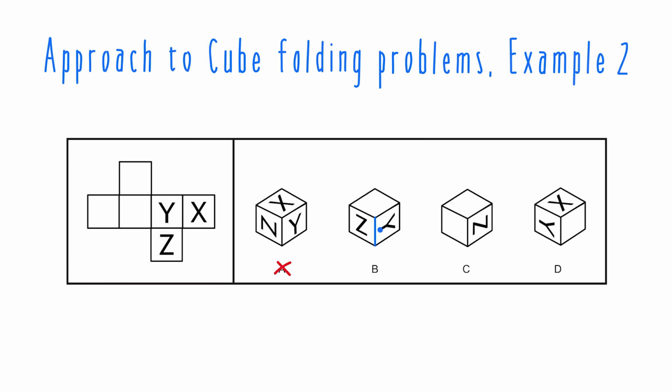Choice B shows the Z face bordering the bottom of the Y, but it borders it on this long side instead of on the short side like it is in the map. So we can actually eliminate choice B also.